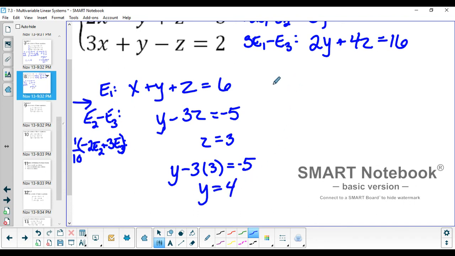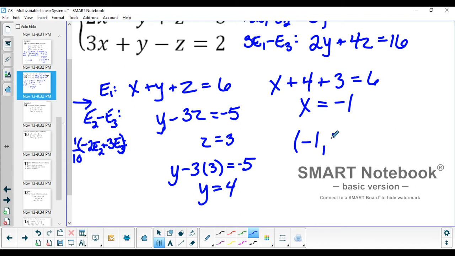All right, and then up here we have x plus y, which is 4, plus z, which is 3, is equal to 6. 4 plus 3, of course, is 7. Subtract 7 from both sides. X is equal to negative 1. So our ordered triple here is going to be negative 1, 4, 3.